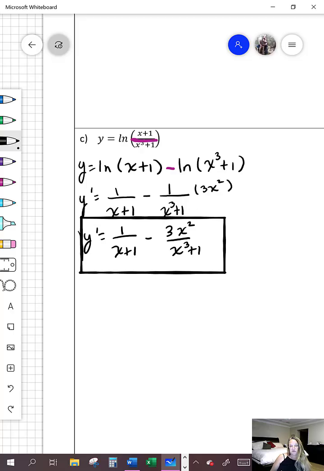So you might have taken the derivative of this a little differently, just straight ahead without rewriting this using rules of logs, taking the derivative of the natural log, and then when we took the derivative of the inside, you have to use the quotient rule.